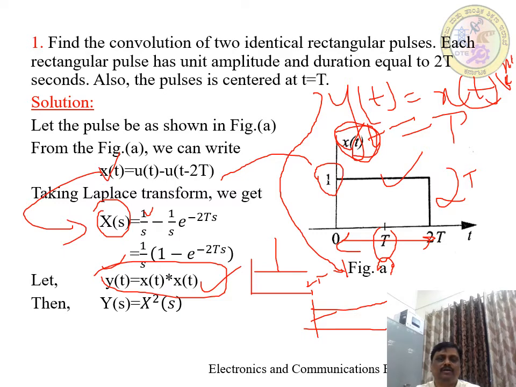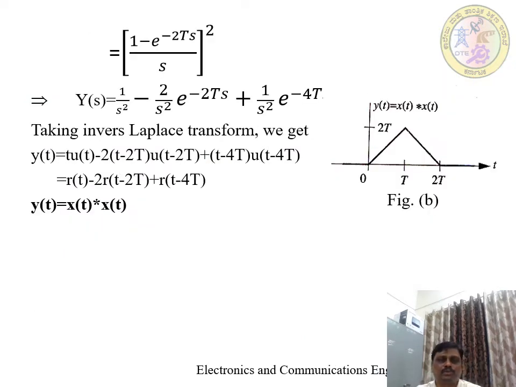I think you got my point, how I got Y of s as X square of s. Next, I'm going to substitute for X of s, which we have already got. That is, 1 minus e to the power of minus 2Ts by s, whole square. Expanding this, your Y of s is equal to 1 by s square minus 2 by s square e to the power of minus 2Ts plus 1 by s square e to the power of minus 4Ts. It is like the a minus b whole square formula.